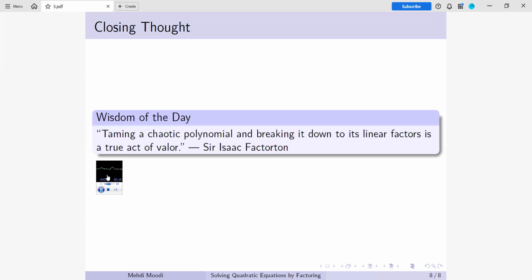This idea was beautifully captured by Sir Isaac Factorton, a legendary knight of mathematics, known for defeating entire armies of trinomials armed only with a chalkboard and an unshakable grasp of the zero-factor property. He once declared, "Taming a chaotic polynomial and breaking it down to its linear factors is a true act of valor." And when you do that in class, especially without a calculator, you carry his legacy.